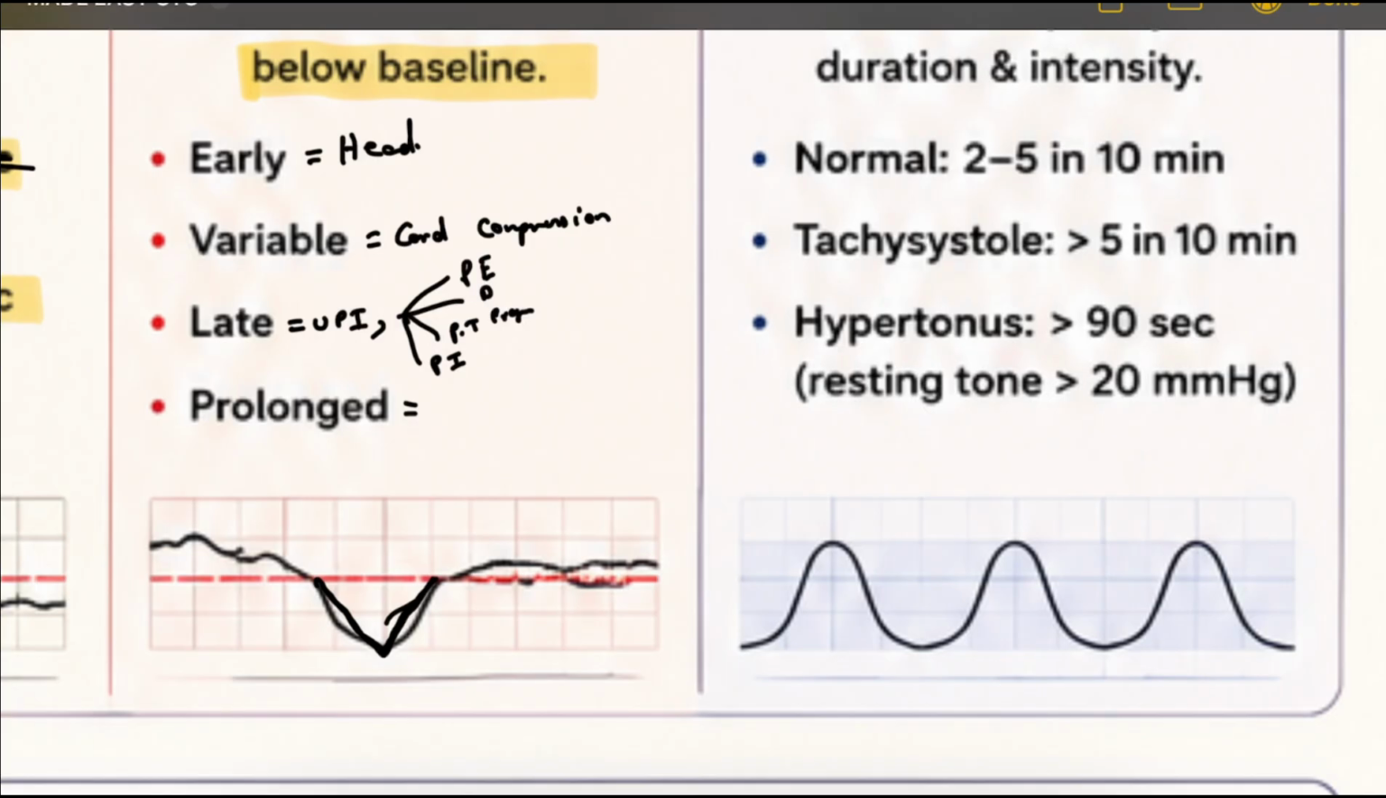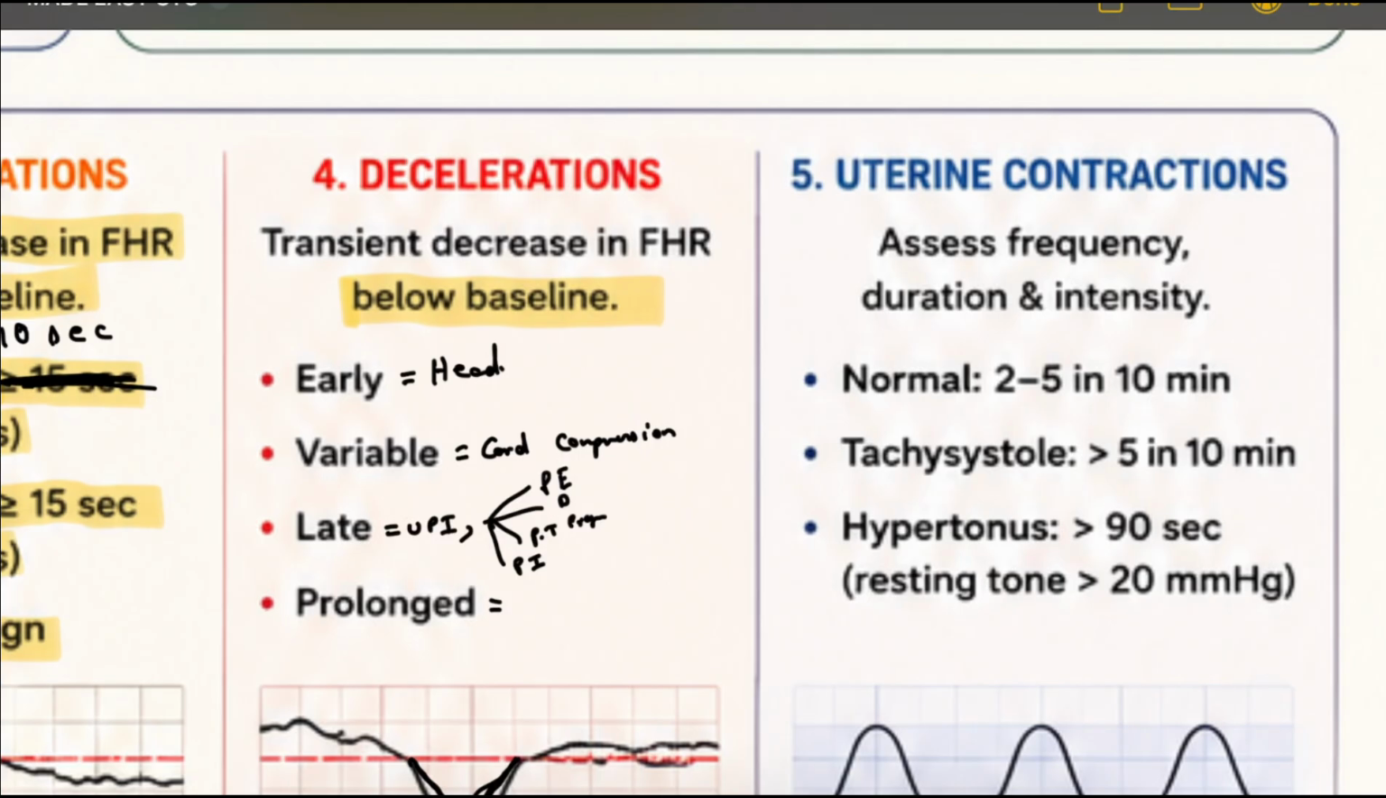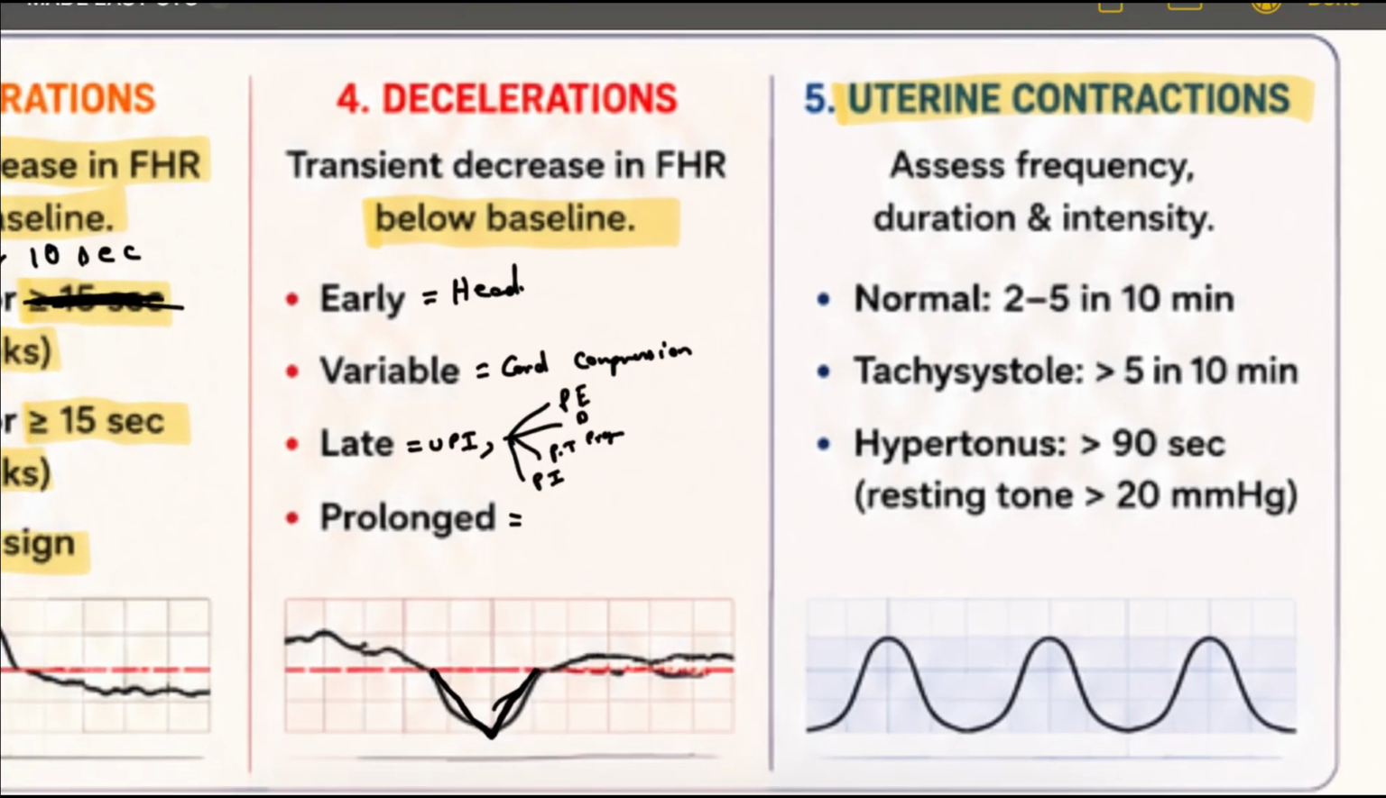At last, we have to see the contractions in step 5. In contractions, we assess frequency, duration and intensity. So we have to check the mother's strip, the uterine contraction strip. In normal contractions, we can see 2 to 5 in 10 minutes. So 2 to 5 contractions in 10 minutes is normal.